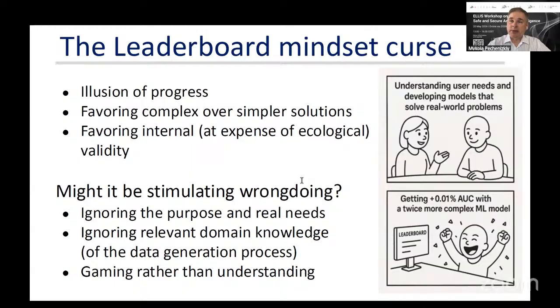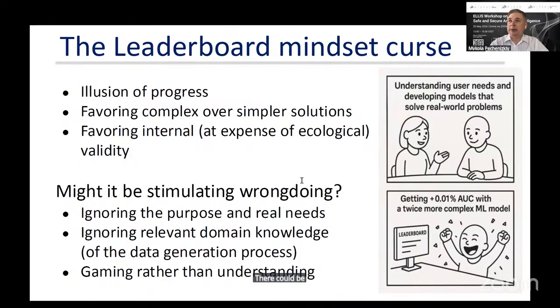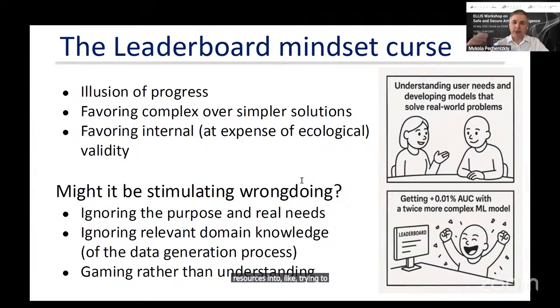So I think it's a good way to summarize it. On the one hand, we see lots of promise in benchmarking. At the same time, there are warning signs that quite often it may lead to illusion of progress, favoring complex over simple solutions. And there could be all kinds of intentional and unintentional biases that propagate this process. And in principle, this might also be some form of wrongdoing, putting lots of resources into trying to make tiny incremental improvements. Does it really make a difference? It's an interesting question to raise and to seek answers to.